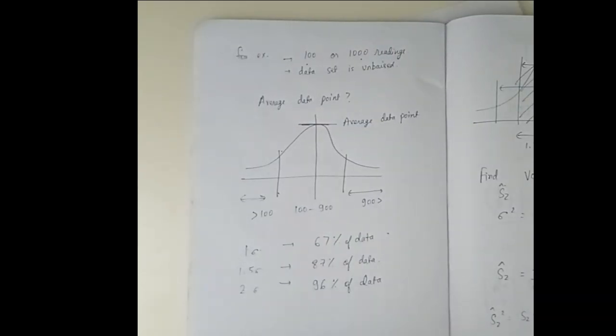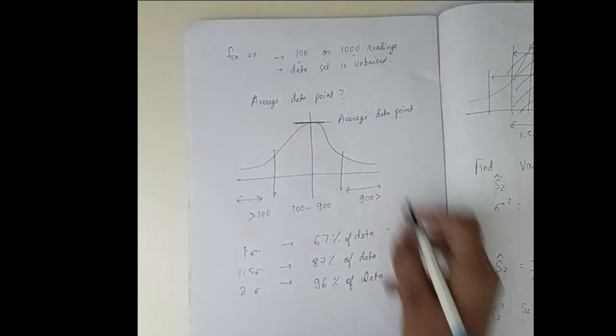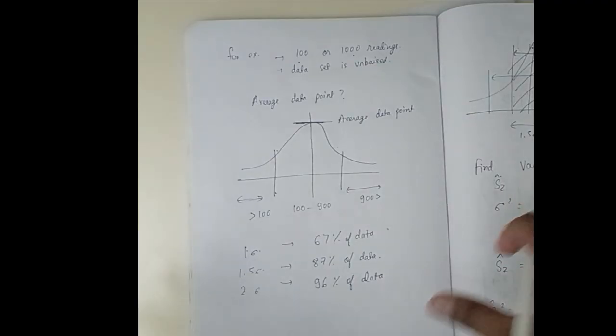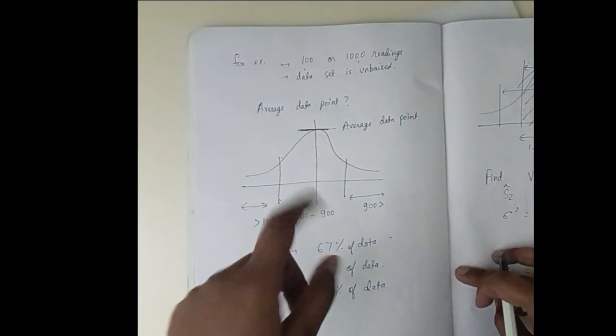Now let us take an example of 100 or 1000 readings. If we take the dataset as unbiased, now we have to find the average data point.